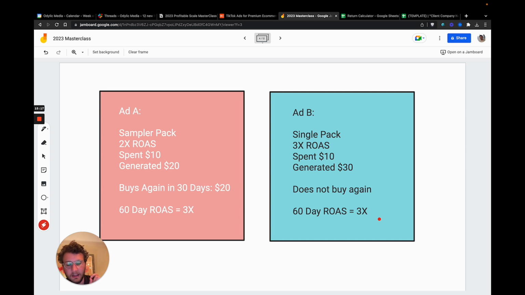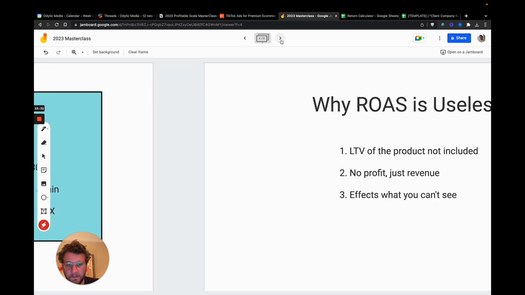So this is the singular reason and the most important reason why we can't really look at ROAS, because if you turn this ad off, it would have been a complete waste. You would have been missing out on a lot of profit. And this is a simple example, but it gets much more extreme than this, and we'll walk through that here in a second, okay?